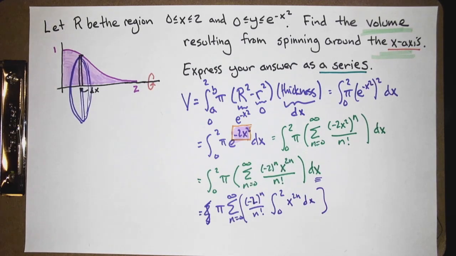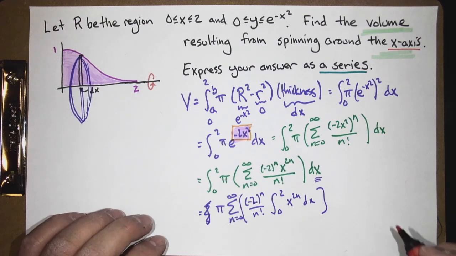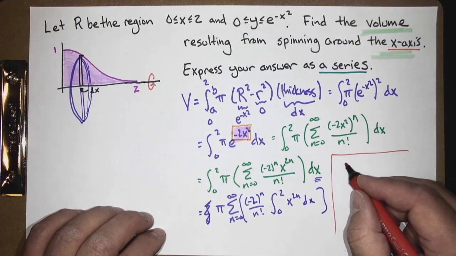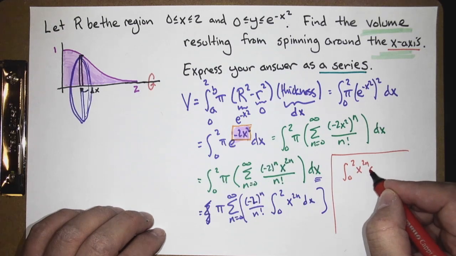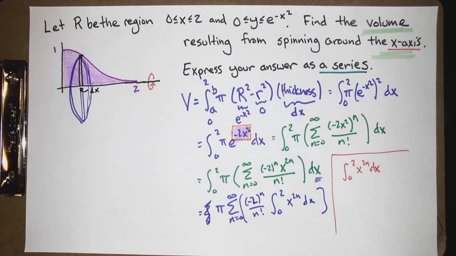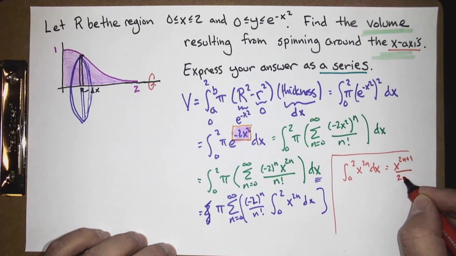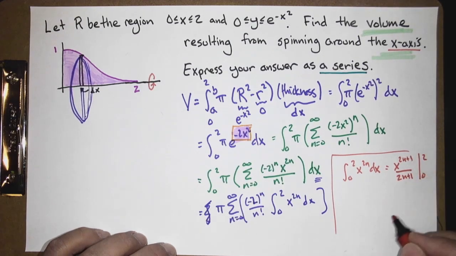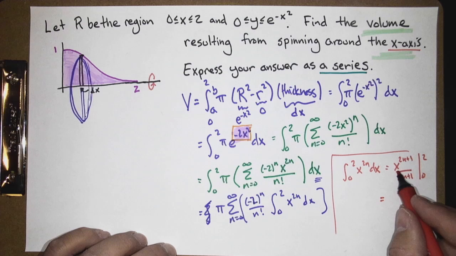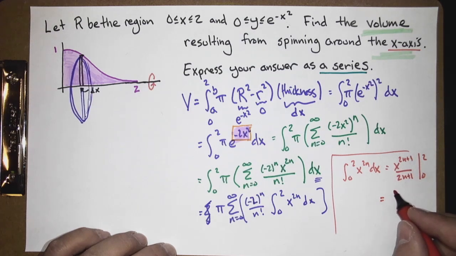All right. Well, let's do that integral to the side here. The integral from 0 to 2 of x to the power 2n dx. What does this become? x to the 2n plus 1 over 2n plus 1, evaluated from 0 to 2. Well, good news, when you plug in 0, you get 0. When you plug in 2, what do you get? 2 to the power 2n plus 1 over 2n plus 1.